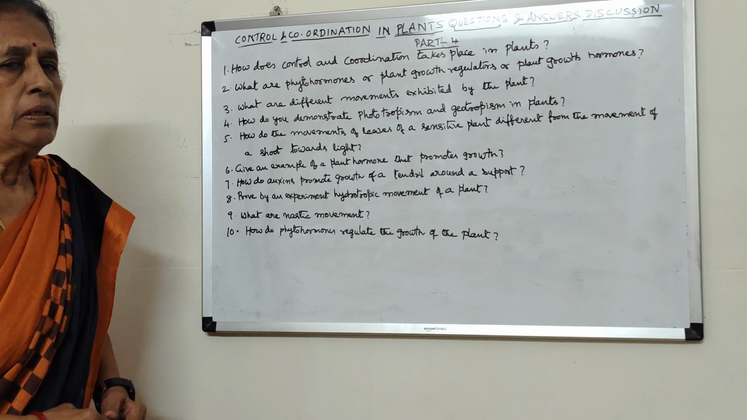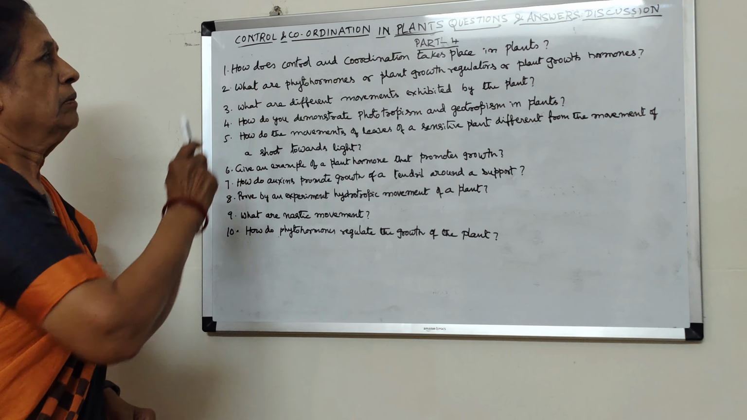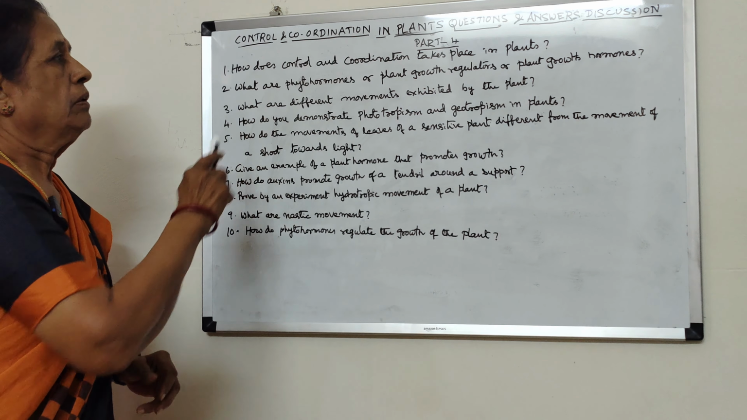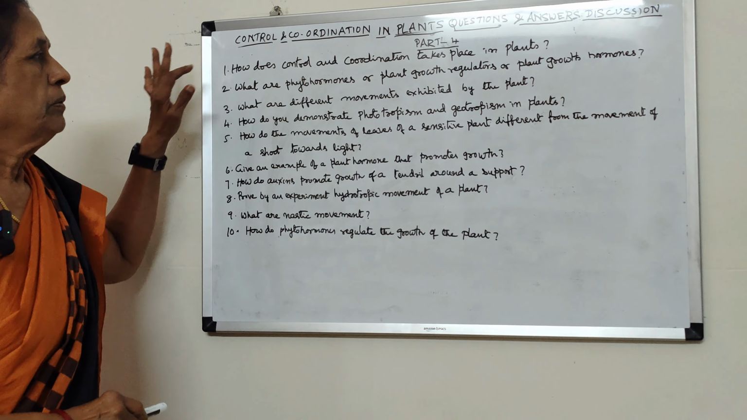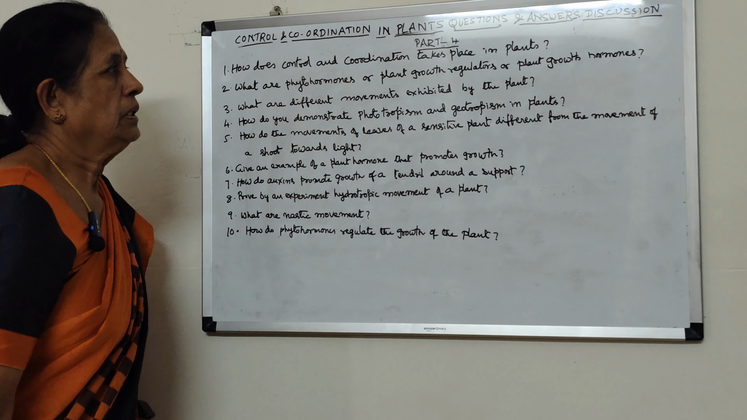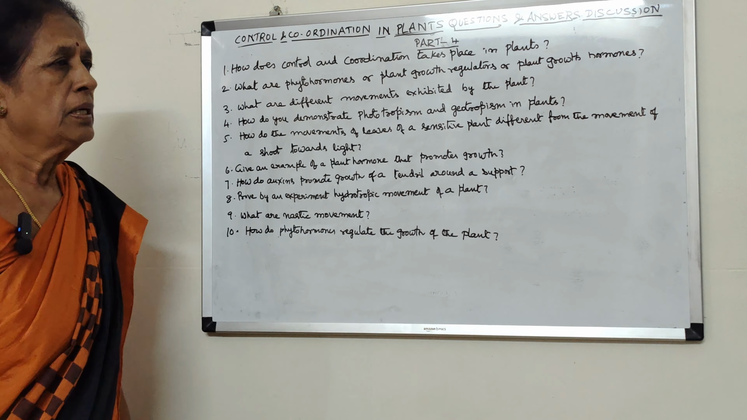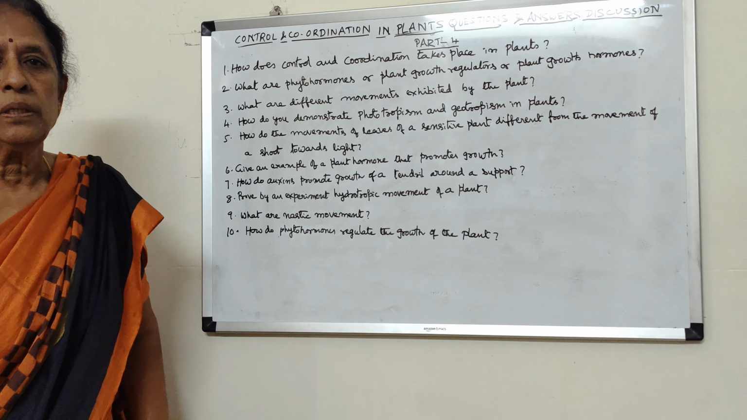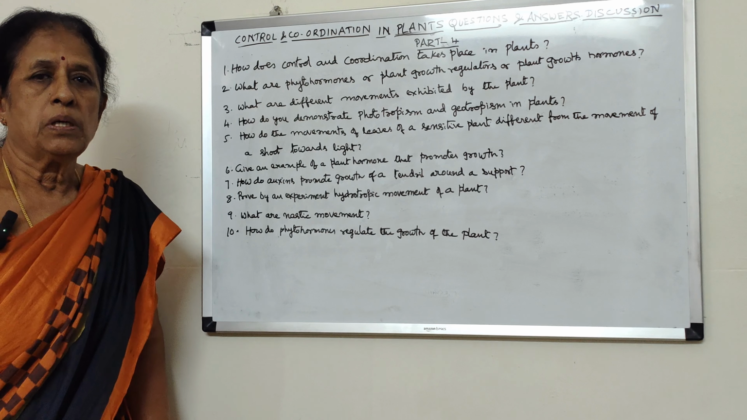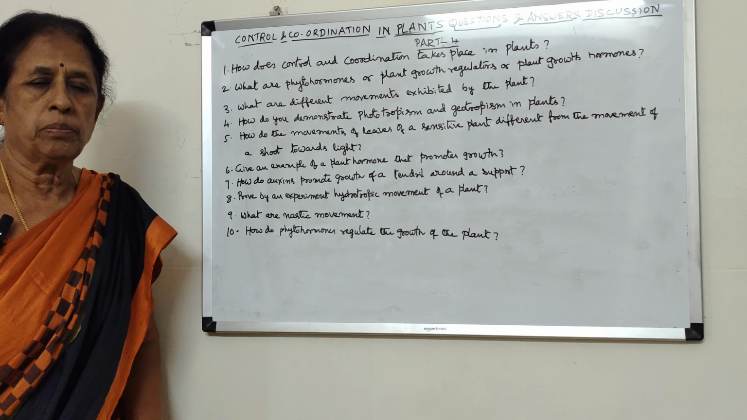So, in the previous class, we have studied control and coordination in animals. Today we are going to see a few questions which usually appear in the examination, on control and coordination in plants. Let us discuss. One thing you have to remember is that your answers should depend upon the marks the question carries. That is very important.